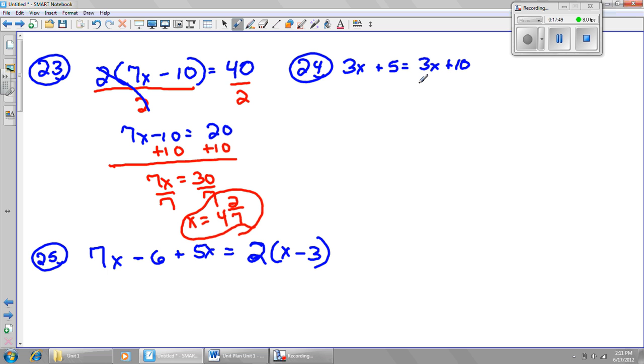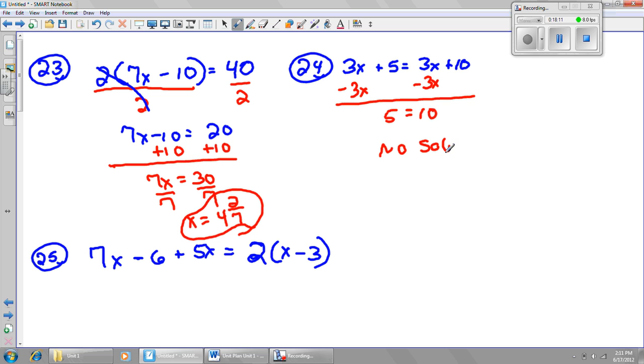I'm going to get rid of this 3x. And when I do that, I end up with the equation 5 equals 10. That should bother you because there's no x in the equation. Ask yourself, when does 5 equal 10? It does not. So, since we got a false statement, this is no solution.